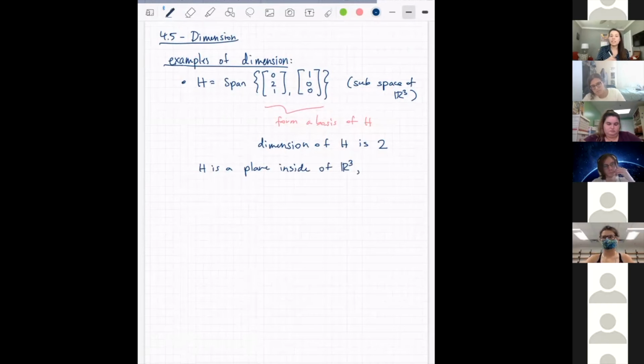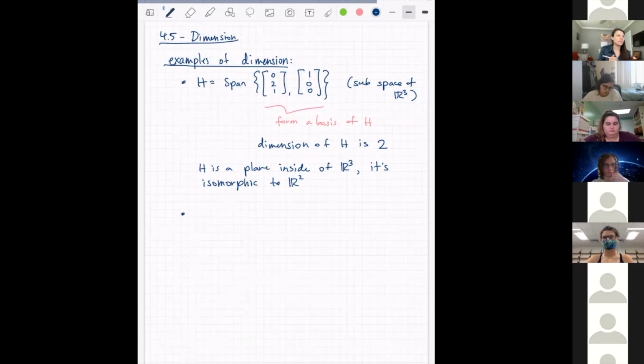It is not equal to R2, right? It's made up of vectors in R3, but it is isomorphic. Now that we have this terminology, we can say it's isomorphic to R2, right? So it is essentially like R2, but it's not exactly equal to R2, right? Okay.